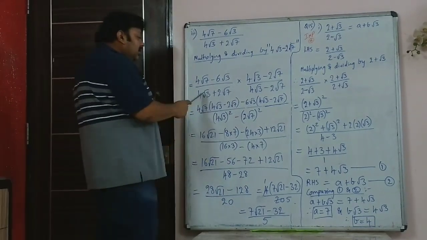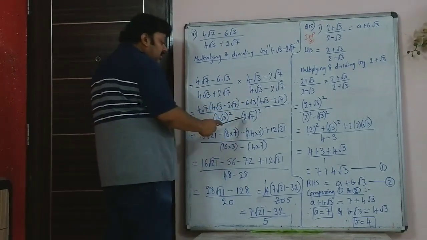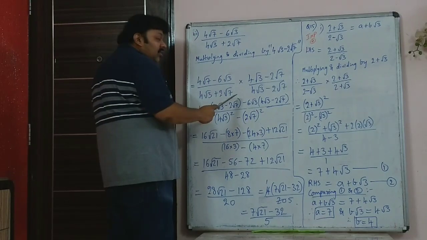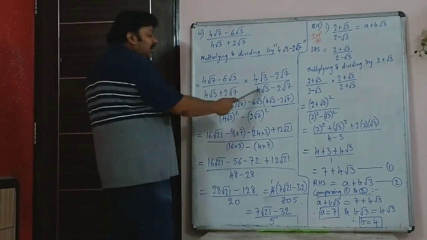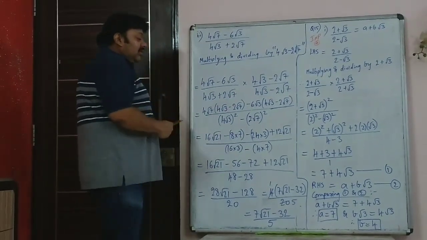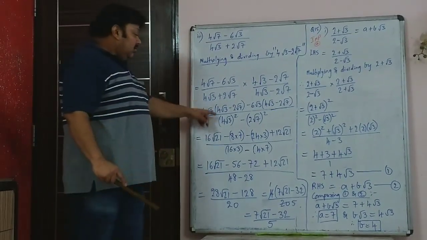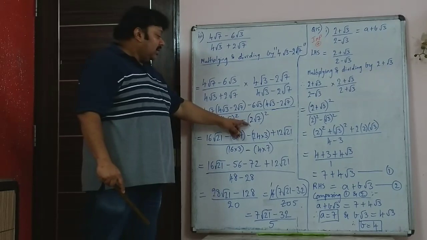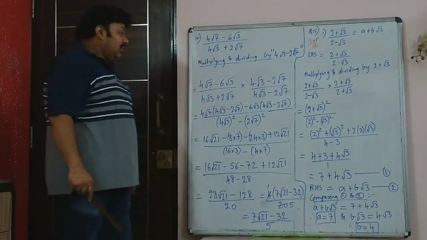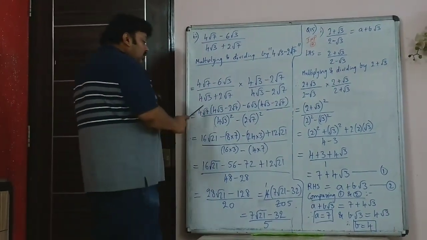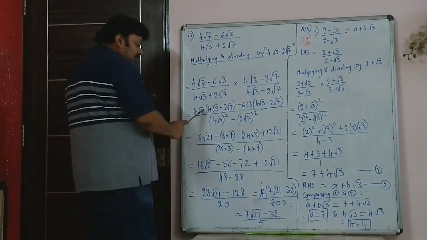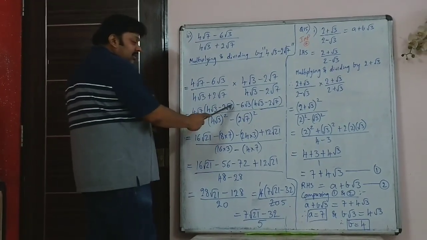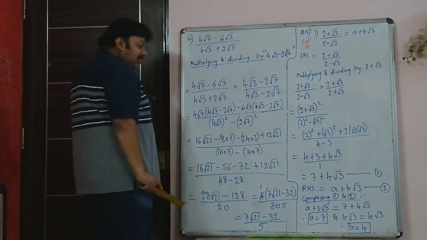So 4 root 7 with the entire thing minus the second term 6 root 3 with the entire thing. And denominator is 4 root 3 minus 2 root 7 into 4 root 3 plus 2 root 7. This is of the form a plus b, a minus b. So it is a squared minus b squared. So it is 4 root 3 the whole squared minus 2 root 7 the whole squared. So when you open this, first you have to multiply this with this. Then you have to multiply the same number with this. Same way in that bracket.